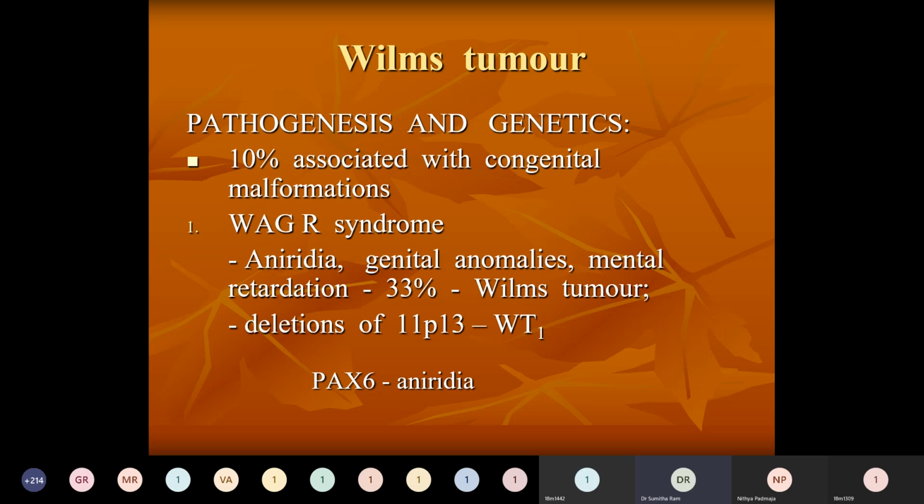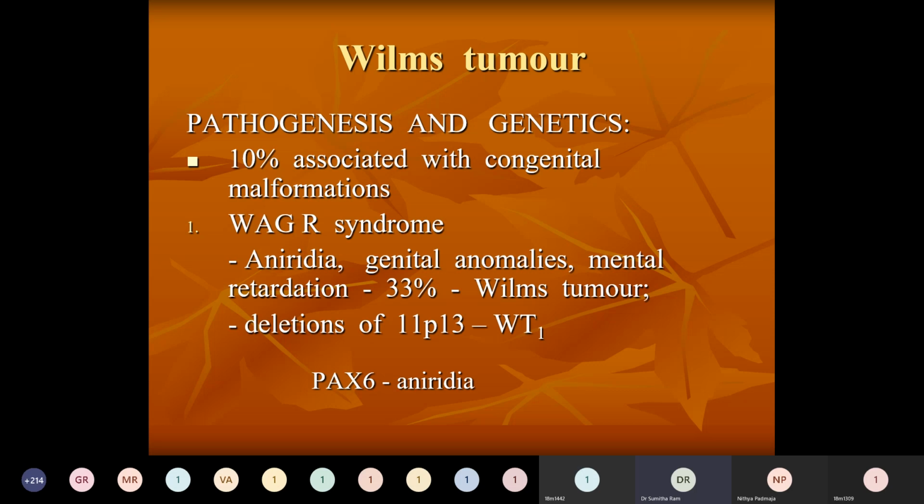W for Wilms tumor, A for aniridia, G for genital anomalies, and R for retardation, that is mental retardation. 33% of these individuals also present with Wilms tumor, and WT1 is located on the short arm of chromosome 11 at locus 1, band 3. So it is 11p13, which is the WT1 locus, and PAX6 is most consistent with aniridia.